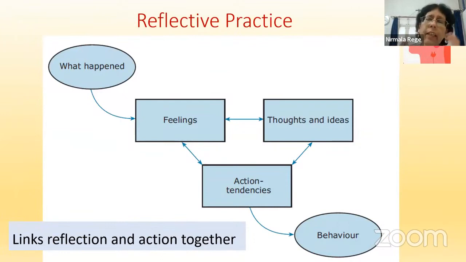Now, it is not just the thinking of what has happened. If you don't put it into action, nothing will happen. And therefore, reflective practice is the one which links the reflection with the action together. If you can see the feelings, thoughts, and ideas, which is reflection, their connection with the action or tendency is by that double arrow, the double-sided arrows. And therefore, anything can change. The feelings can change the thoughts, thoughts can change the feelings, and both can change the action. And that transforms into our behavior.